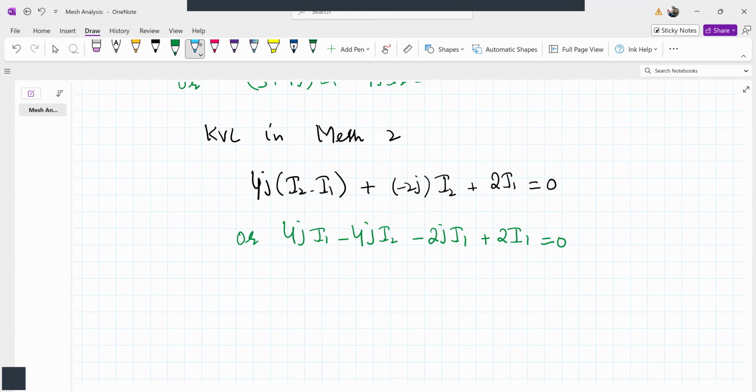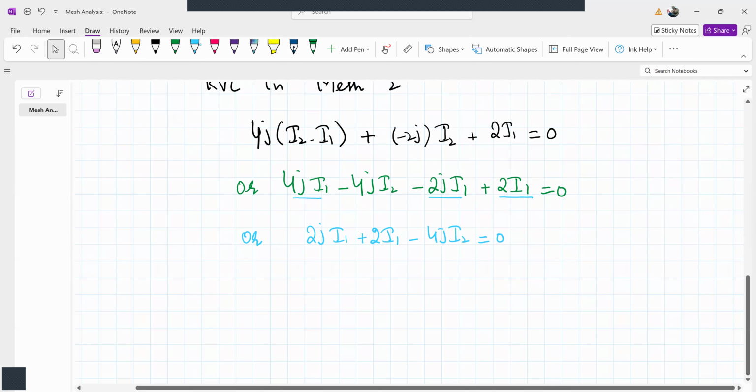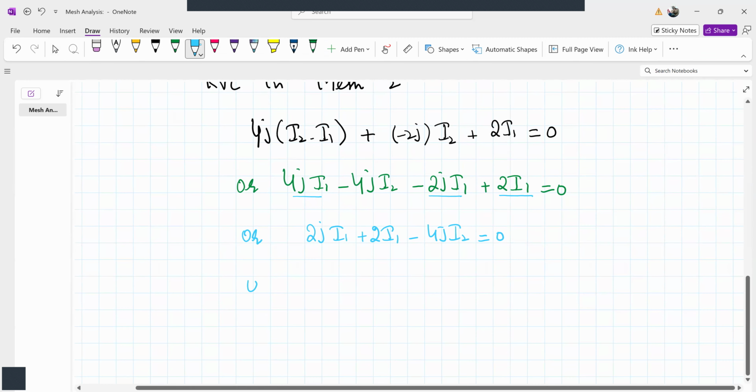If we simplify this, we have 4j I1 minus 2j I1. How much is that? That is 2j I1. Then we have plus 2I1. Then we have I2 minus 4j I2 is equal to 0. Please check these calculations one more time. Verify these yourself.